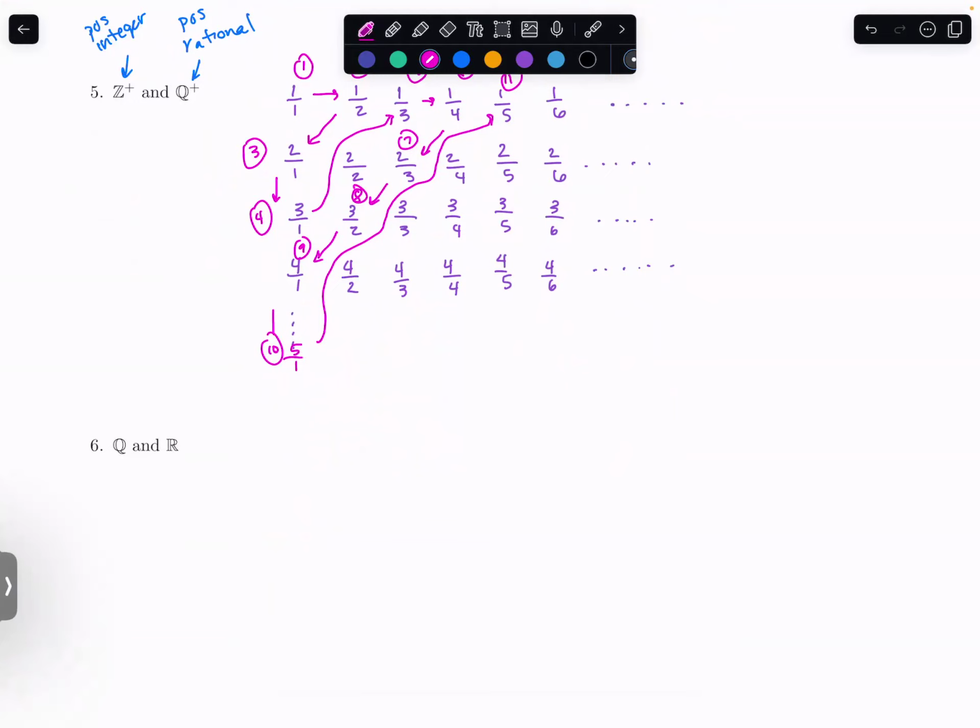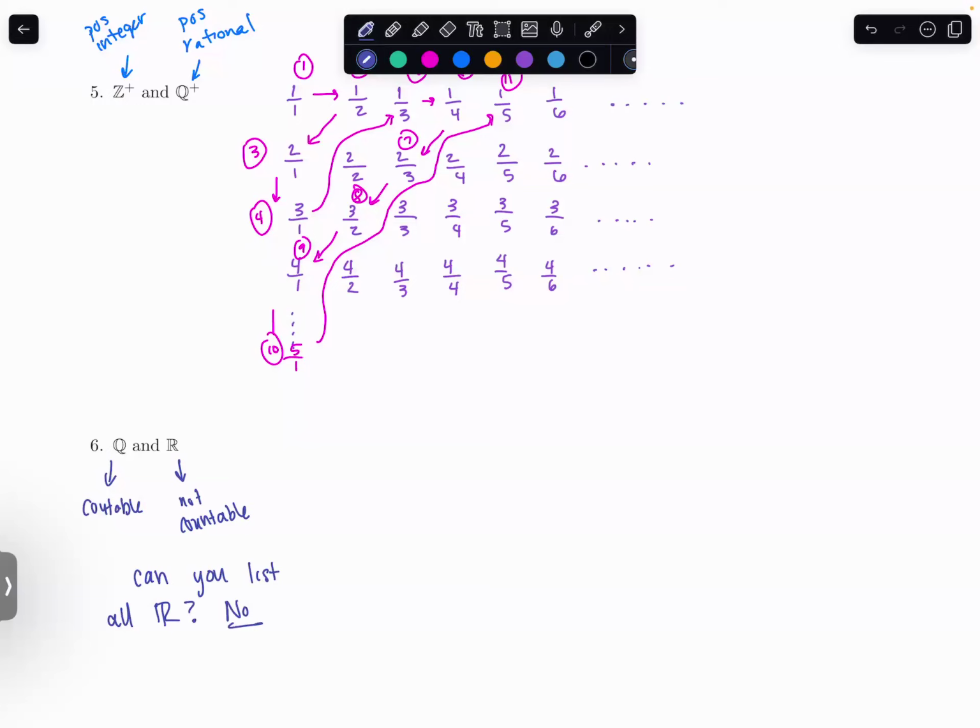The rationals here and the real numbers, spoiler alert: the rationals are countable because we just made a table so we can count them. The real numbers are not countable, so these are uncountably infinite. The question is, can you list the real numbers? And the answer is no.